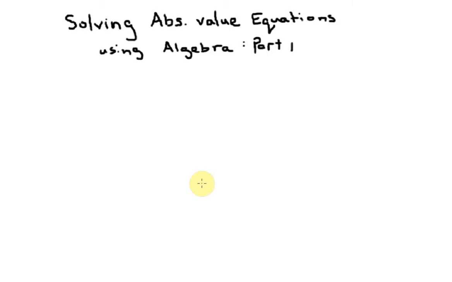Okay, today we're going to solve absolute value equations, but we're going to use algebra to do it. Now, the main idea, if I start off with a pretty simple example here, and we've got something like this. The absolute value of x has to equal, say, 5.